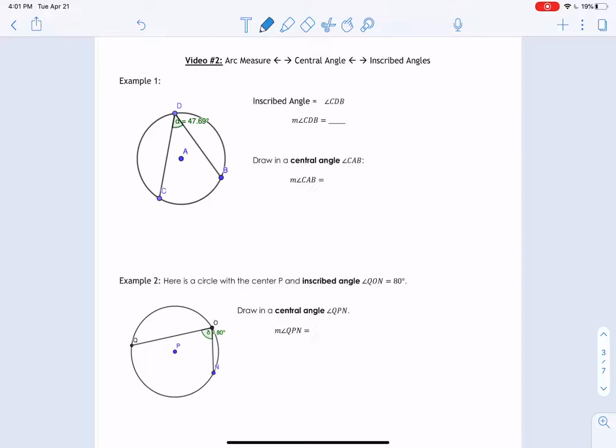Hello again. This is video number 2 for today. We're talking about how we can go from arc measures to central angles to inscribed angle measures. Really, how do we figure out all this information?